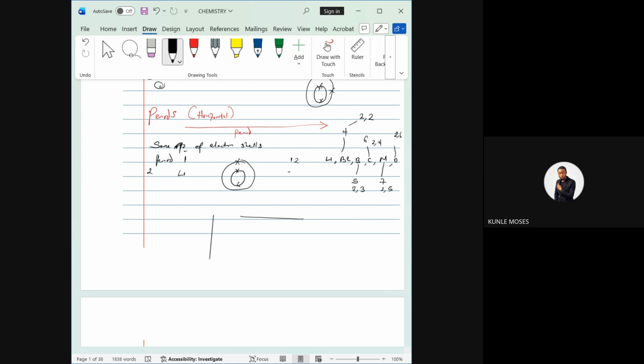Is that taken? In case they ask you to identify groups in the periodic table, groups have the same number of valence electrons. Valence electron simply means the electron in the outermost shell. Every group must have the same thing. If it is group 1, the number of electrons in the outermost shell must be 1. For example, lithium is atomic number 3, so that's 2,1.